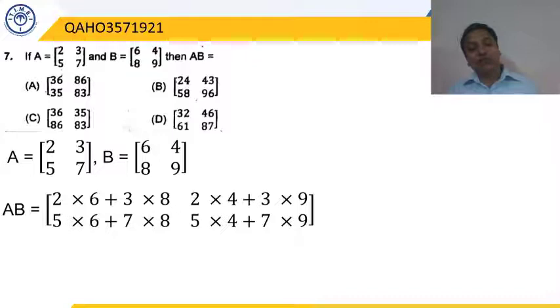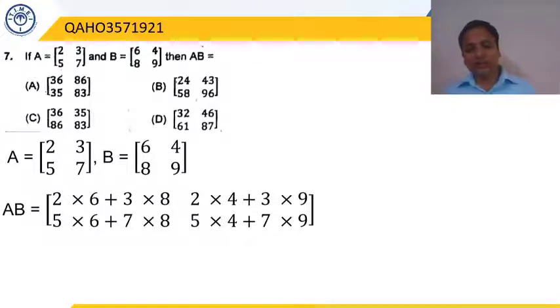Then the second row of the A matrix multiplied with the first column of the B matrix gives the second row, first column element of AB. 5 into 6 is 30, plus 7 into 8 is 56. And then the second row of the A matrix with the second column of the B matrix: 5 into 4, 20, plus 7 into 9, 63. Now you are getting all the 4 elements.